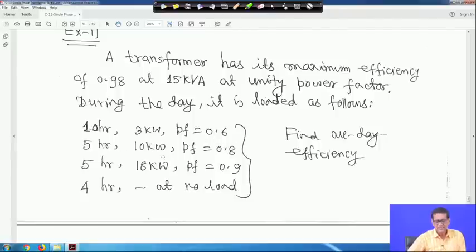So, 5 hours at 10 kilowatt with power factor 0.8, and 5 hours at 18 kilowatt with power factor 0.9, and 4 hours at no load. So the total, if you add it, is 24 hours, and we have to find the all day efficiency. So, 10 hours at 3 kilowatt. Basically 3 kilowatt into 10 means 30 kilowatt hour.